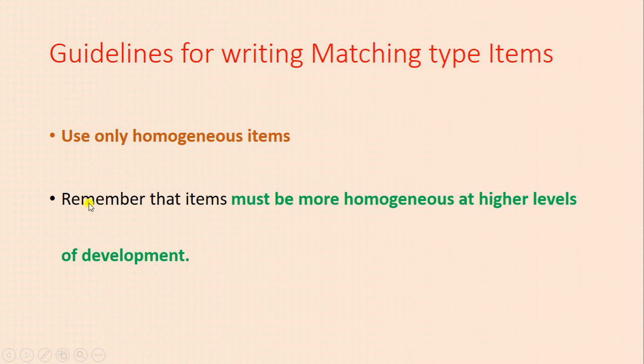In the same way, remember that items must be more homogeneous at a higher level of development. So these homogeneous things should be at a higher level of development. At a higher level of development, the similar things, the identical things, the uniform things can be used.